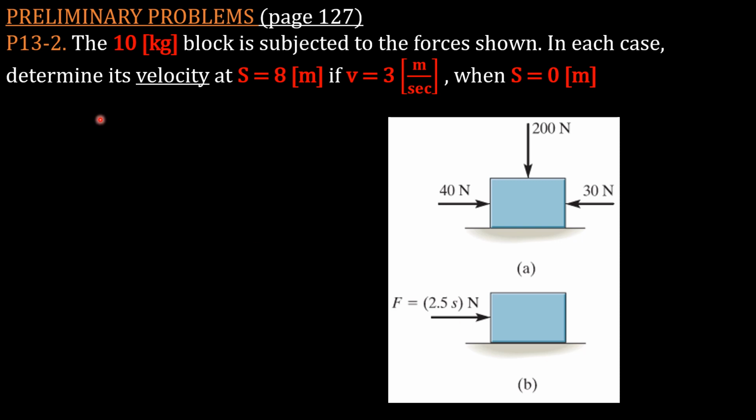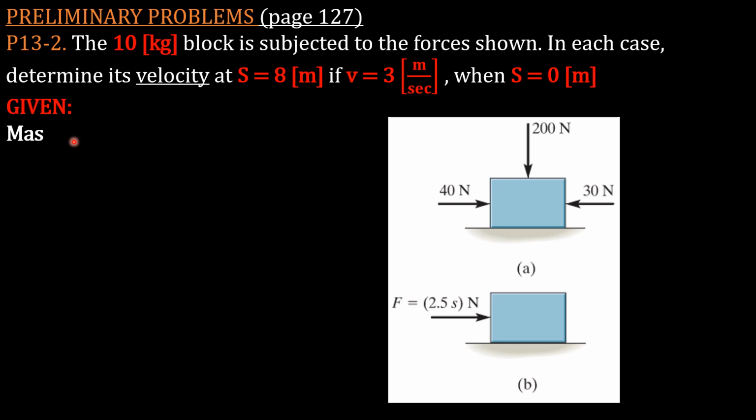Problem number 2. It tells us the 10 kilogram block is subjected to the force shown. In each case, determine its velocity at displacement s equal to 8 meter if velocity equals 3 meter per second. So when the block is being displaced 8 meter, its velocity is 3 meter per second. Sorry, its velocity is 3 meter per second when the displacement is 0 meter. We are asked to find the velocity of the block when it is at a displacement of 8 meter.